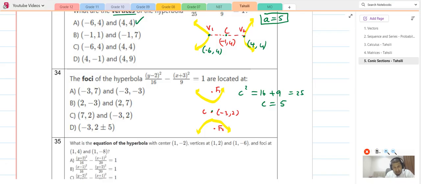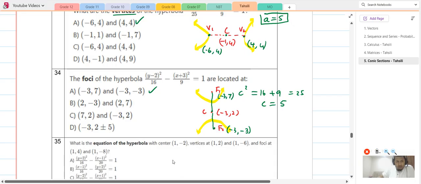From the center to the focus, we're moving vertically, so we need to change the y values. 2 plus 5 is 7, so -3 and 7. And 2 minus 5 is -3, so -3 and -3. So those are the foci.